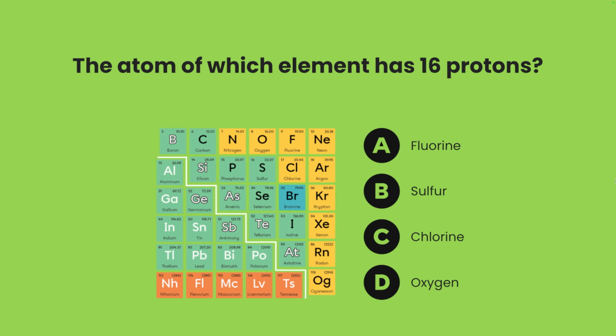The atom of which element has 16 protons? Is it A, fluorine, B, sulfur, C, chlorine, or D, oxygen?